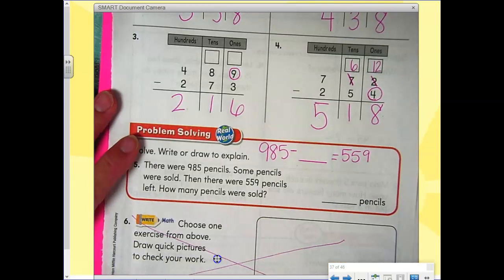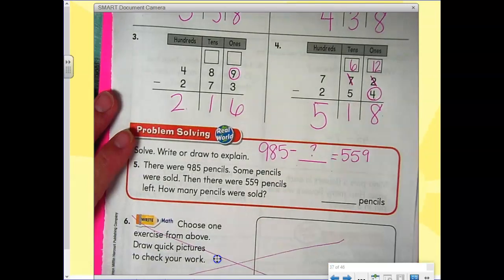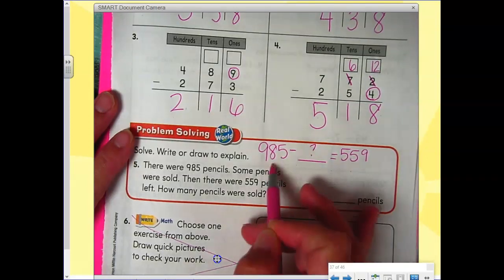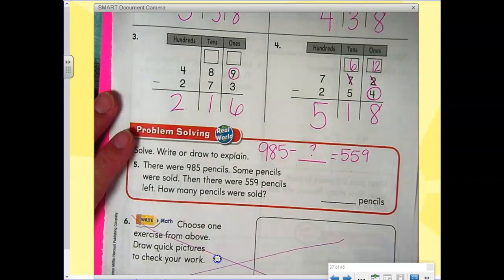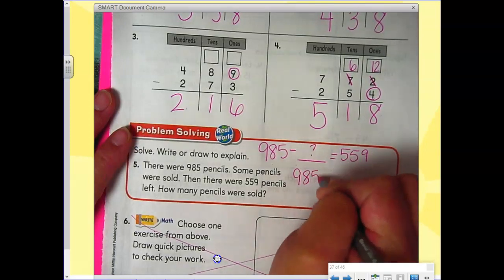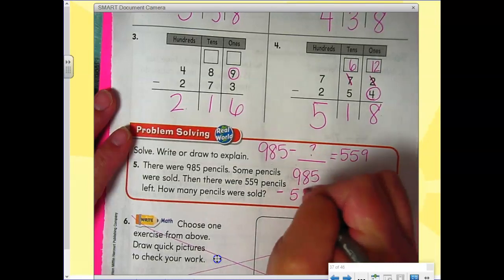All right, can we solve a problem like that, though? No, we're missing that number. So in order to solve it, what do we have to do? Subtract the amount we're left with to find out the amount we sold. That's right. So 985 minus 559.